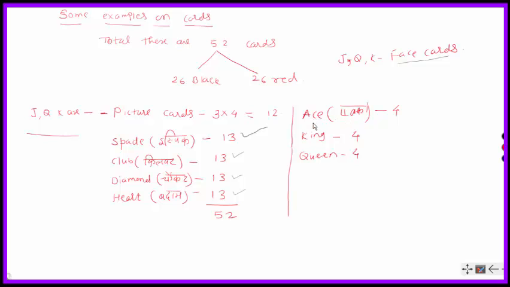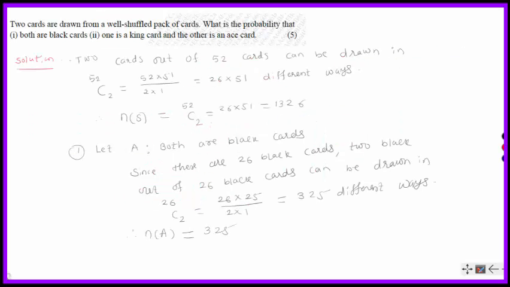Ace means, there are 4 ace cards, there are 4 king cards, there are 4 queen cards. So this is the full information about the playing cards. Now we are going to see an example based on these playing cards.